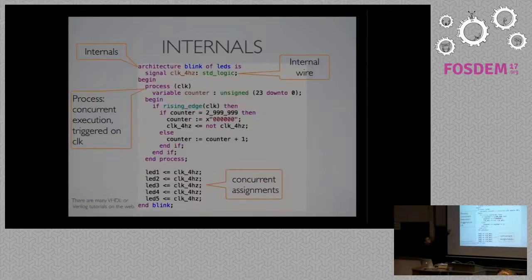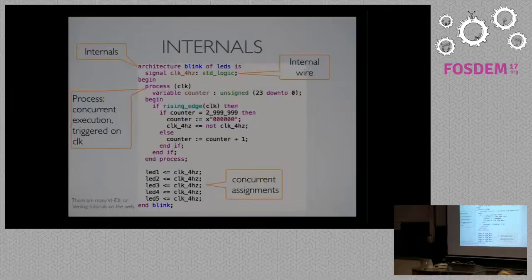So I have an intermediate wire, which is the internal clock, because the external clock is 3 MHz, and if I try to blink the LED at 3 MHz, you will see nothing. So I use a divider to divide to 4 Hz, which is visible at this point. So all the LEDs will be blinked together at 4 Hz.